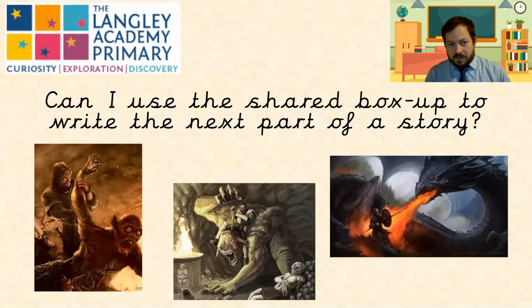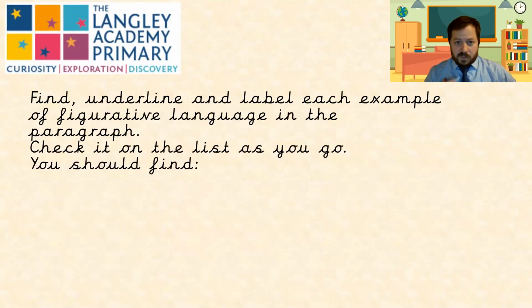So the yellow for today is can I use the shared box up to write the next part of the story? Before we do that, we're going to have a quick look at some of the grammar features we could put in it. We have a look at a little challenge to see whether or not you can find them in a paragraph. So find and underline a label each example of figurative language in the next paragraph.